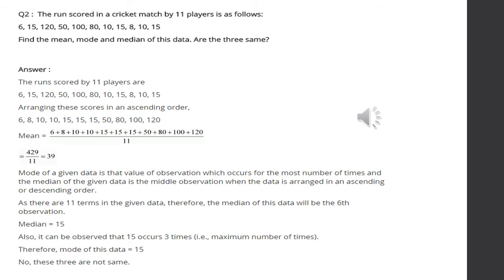Why 6th? Because it is the (n plus 1) by 2th term, n is equal to 11, 11 plus 1 is 12, 12 by 2 is 6, 6th term. Now, which one is the 6th term here? If we count when the data is arranged in ascending order, we can see that the median is equal to 15 because 15 is the 6th term. So, in this case, median and mode are the same, but mean is not the same.